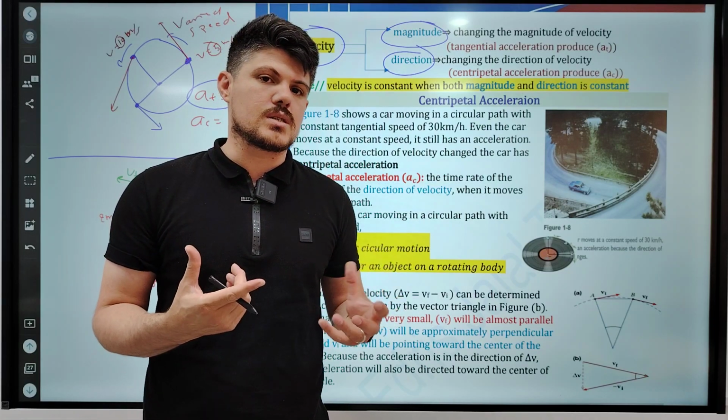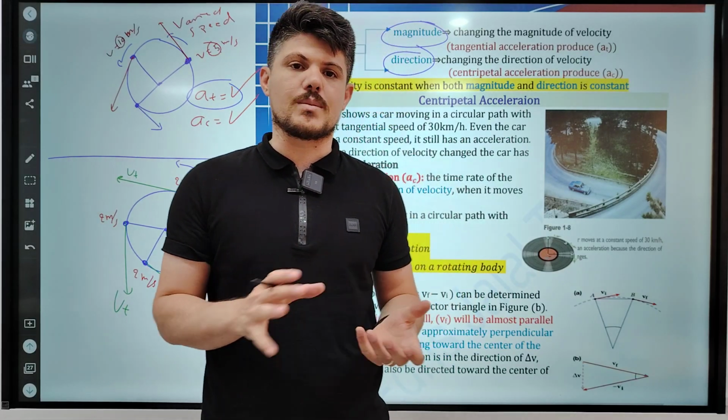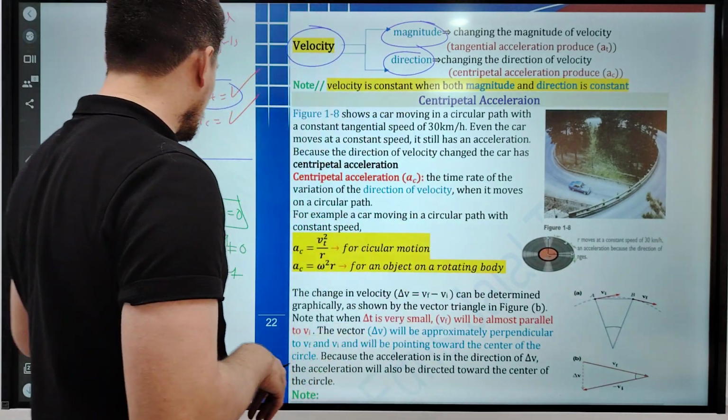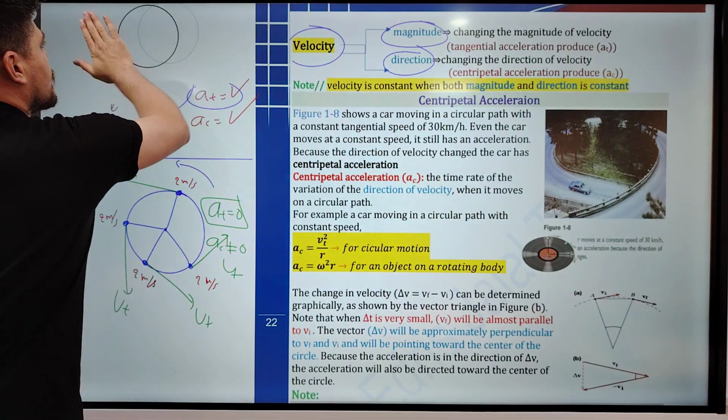The velocity changes, but which one changes? Magnitude or direction? The direction of the object changes, not the magnitude. Okay, so that is why the object has only centripetal acceleration.